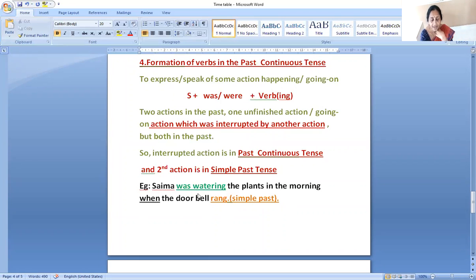Example: Saima was watering the plants in the morning when the doorbell rang. So there are two verbs here. Can you see? She was watering. This is one action. And another action which took place is the bell rang.